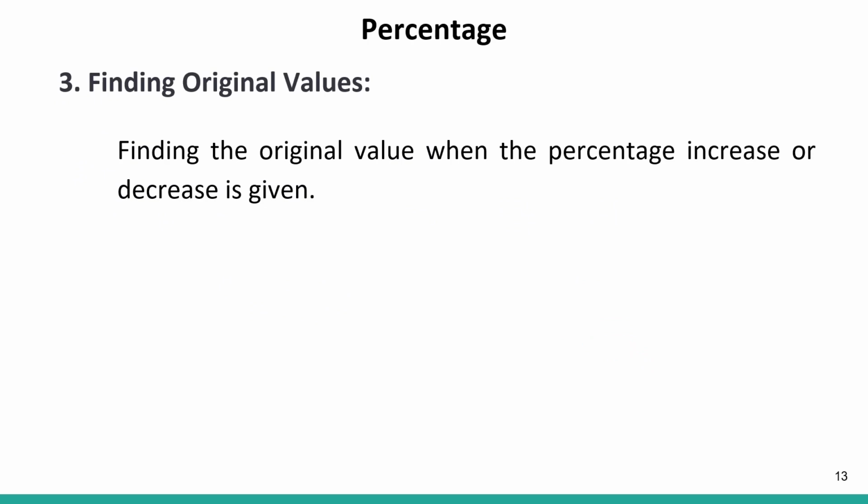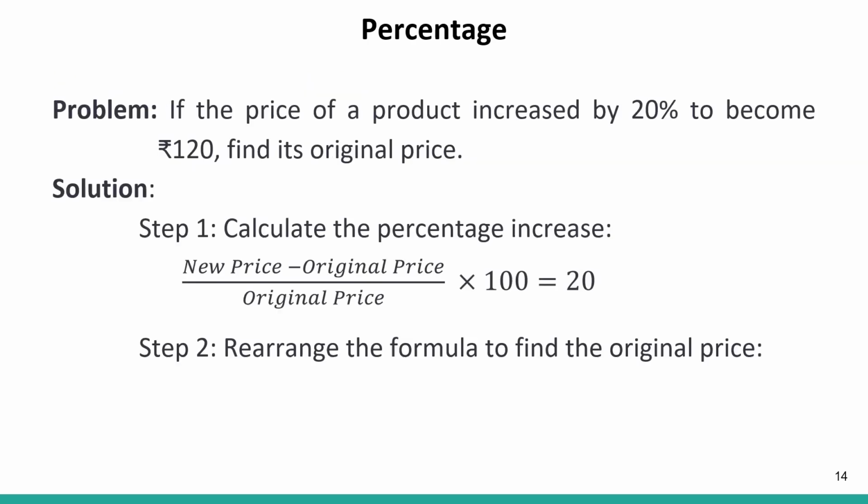Okay, so finding the original value. This is the third kind of problem that is being asked. So finding the original value when the percentage increase or decrease is given. If the price of a product is increased by 20% to become 120 rupees, find its original price. Okay, so the problem here says that the price of a product is increased by 20%. So originally, let the original price be X.